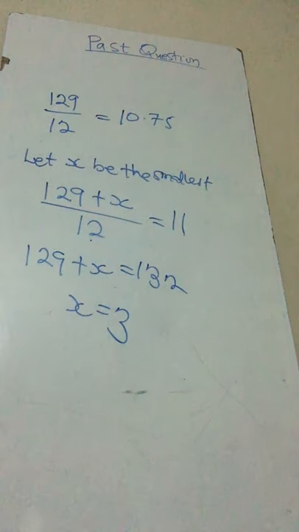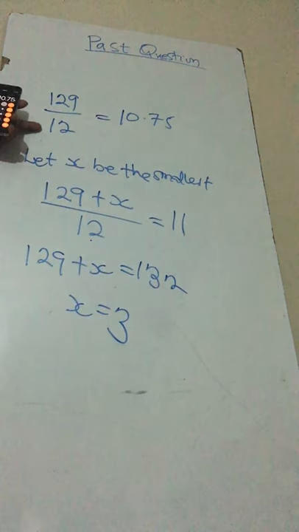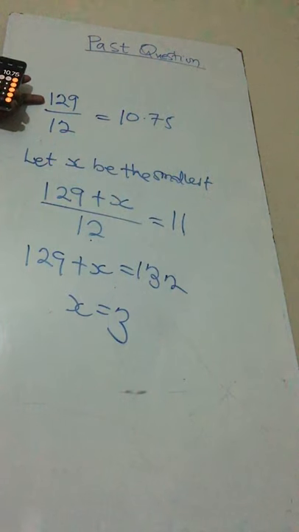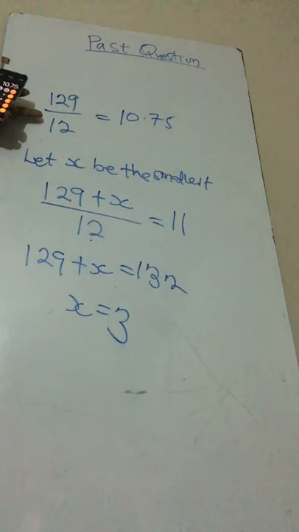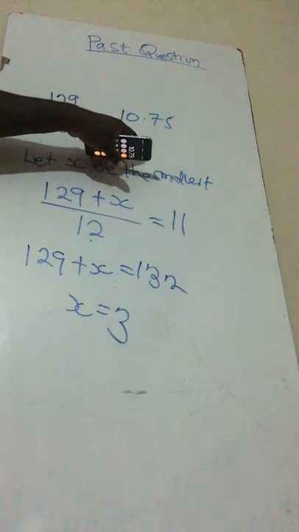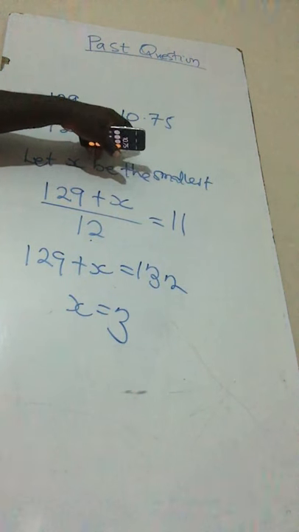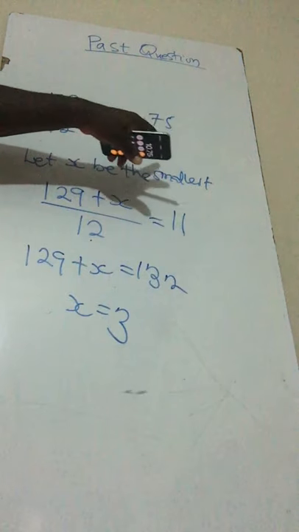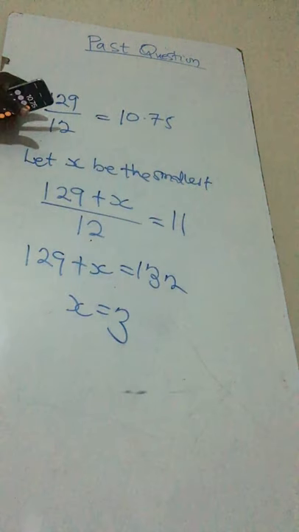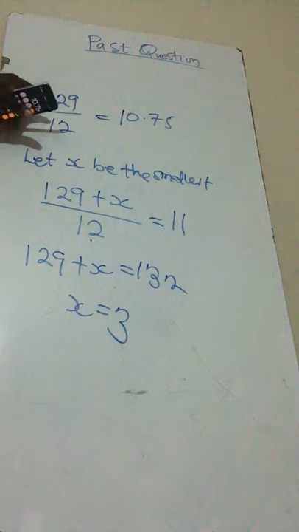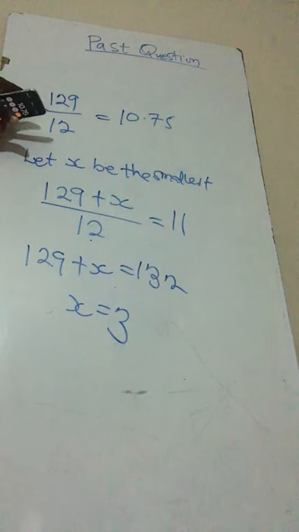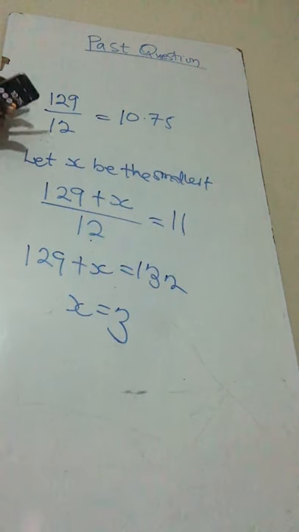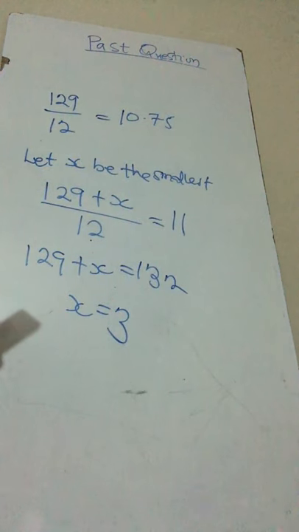It is similar to this. The parent called 12 children. The parent has 129 toffees. But when he shares the toffees, it will be 10.75. So there is no way that the parent can share 10.75. So the question says, how many does the woman have to add before the parent can share these toffees equally amongst the kids? You get it?